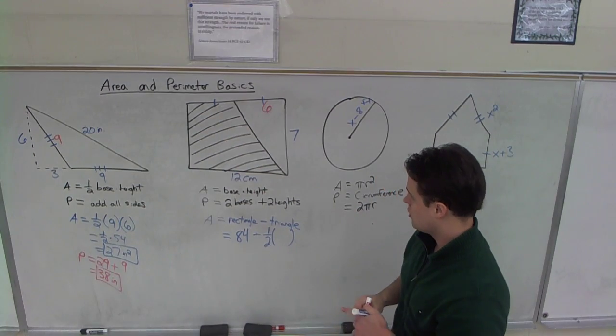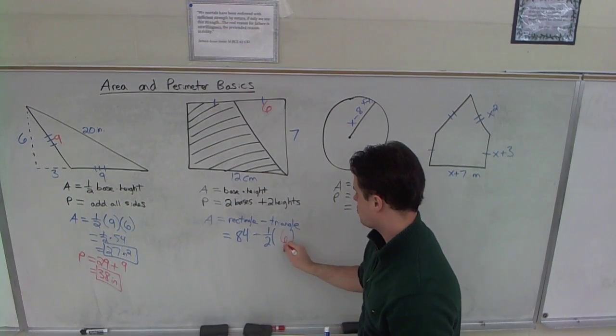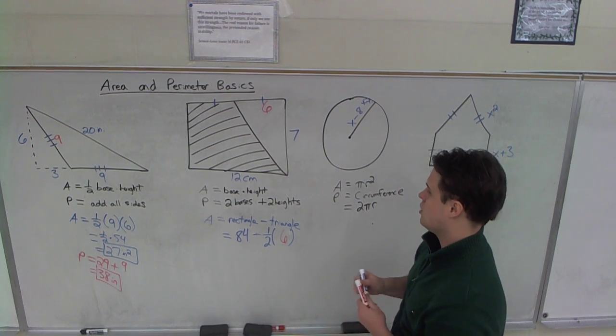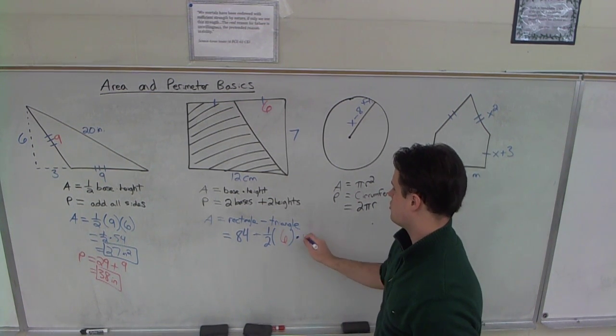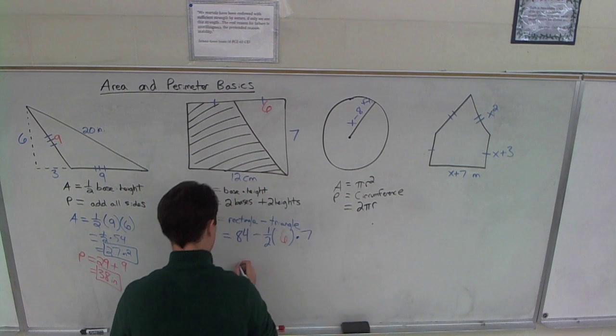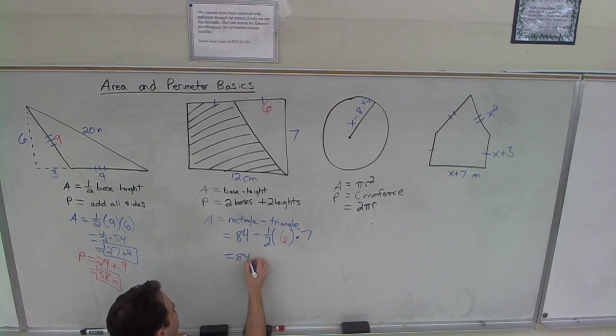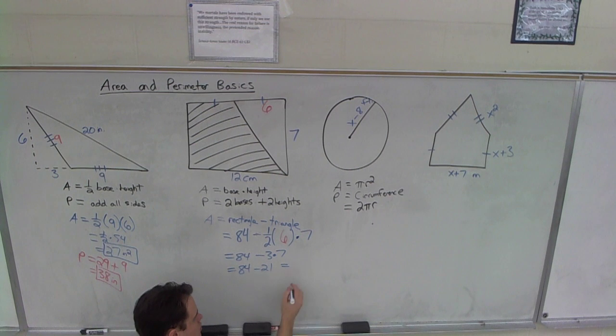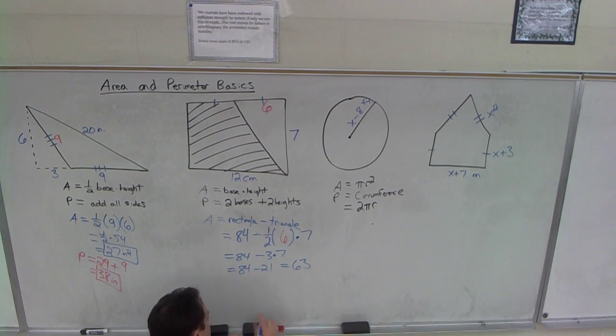Very good. So the base was our 6, and then we had times 7 high. So it's going to be 84 minus half of 6 is 3, minus 21. 63. What are my units? Centimeters. Squared or not?